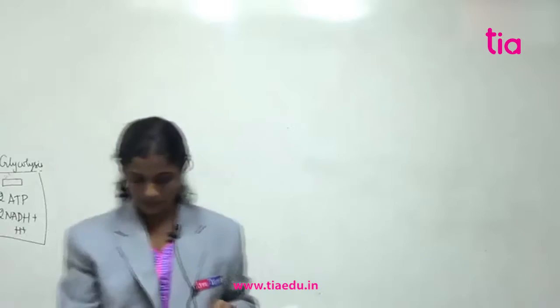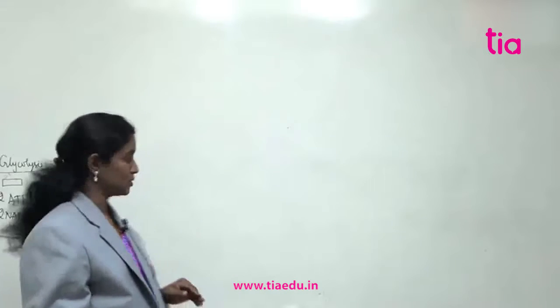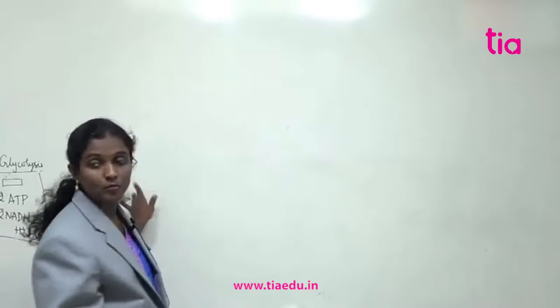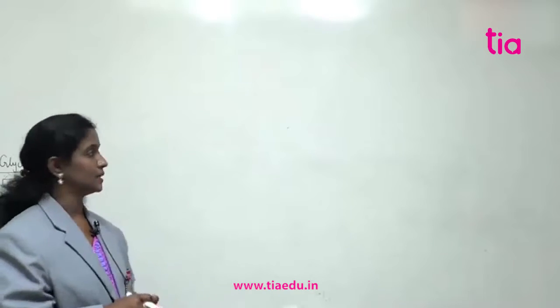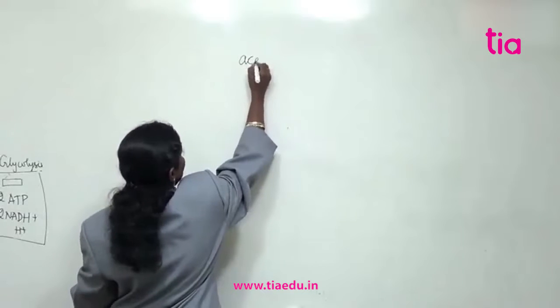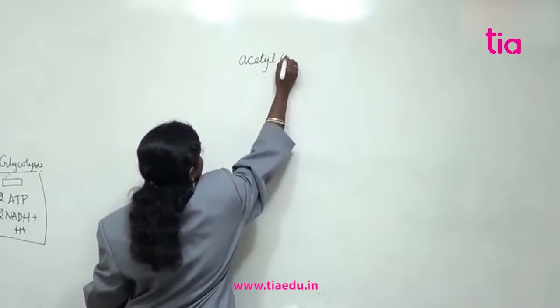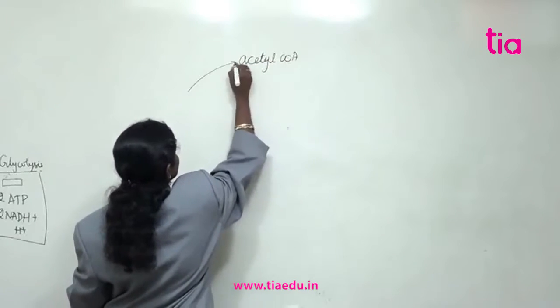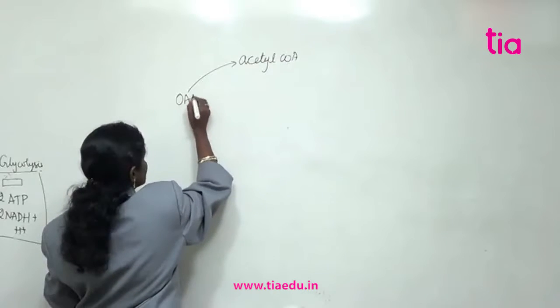Now we will have another bank for Krebs cycle also. We have got one savings bank, one more savings bank for Krebs cycle. So let us start from acetyl-CoA onwards. Acetyl-CoA. Oxaloacetic acid.